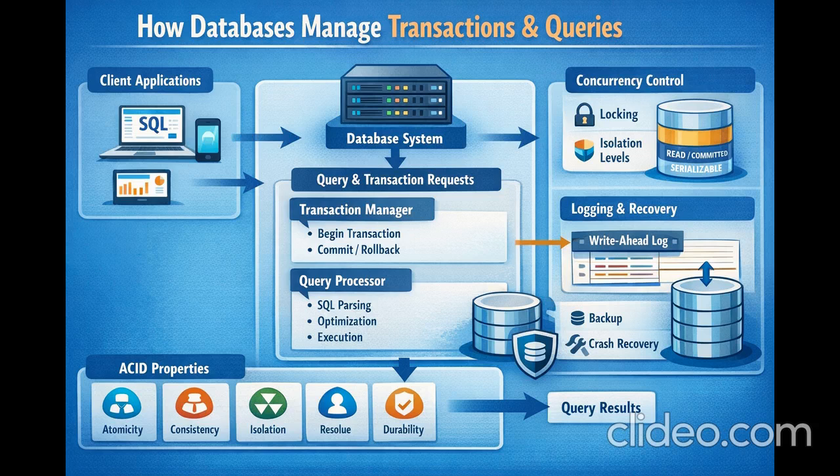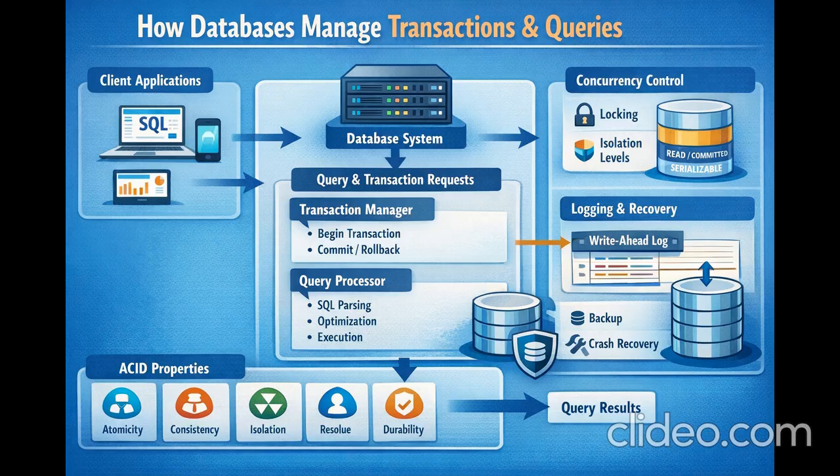The traffic jam scenario. Right. If you and I are both frantically clicking to buy the exact same seat on an airplane, how does the system not trip over itself and sell the seat twice? So the concurrency control subsystem steps in here to enforce isolation. The rule is that while multiple transactions are executing simultaneously in the background, they must execute as if they were the only transaction in the entire system.